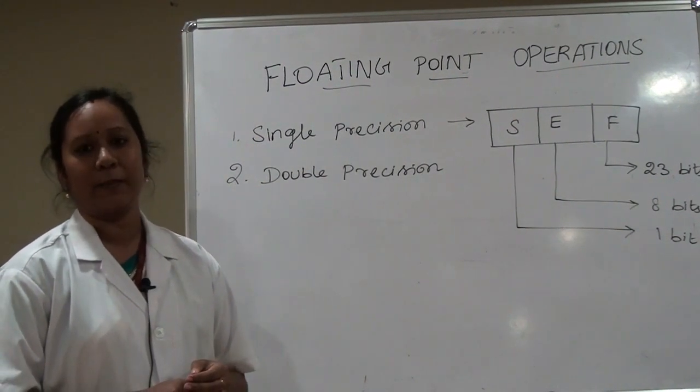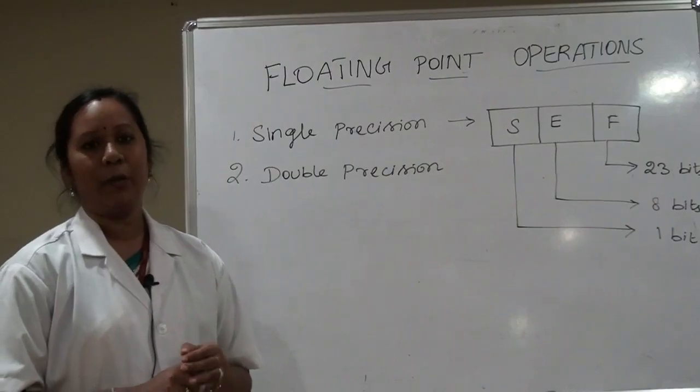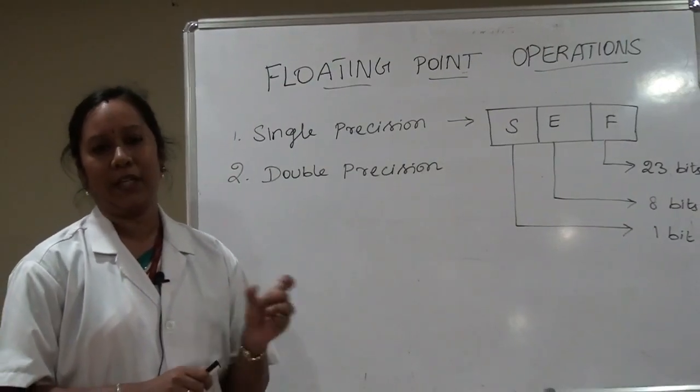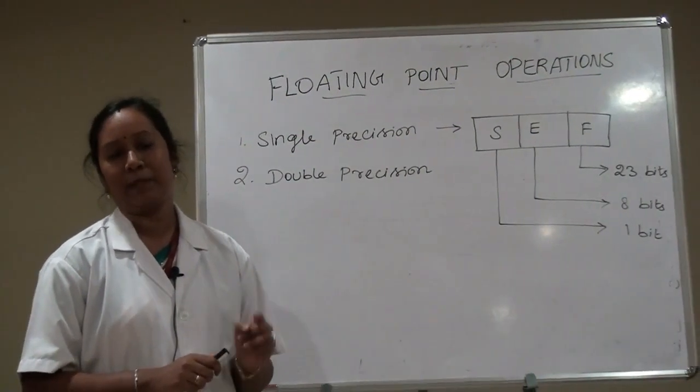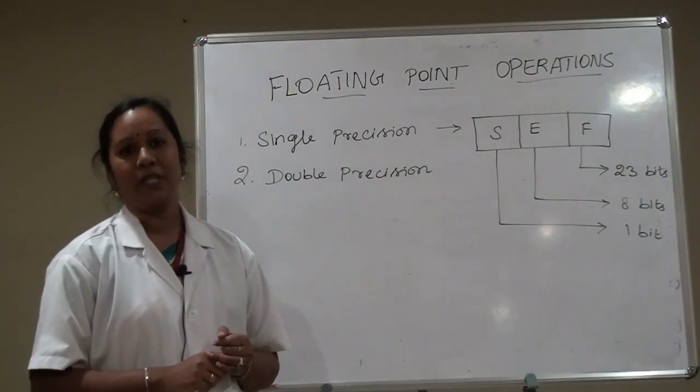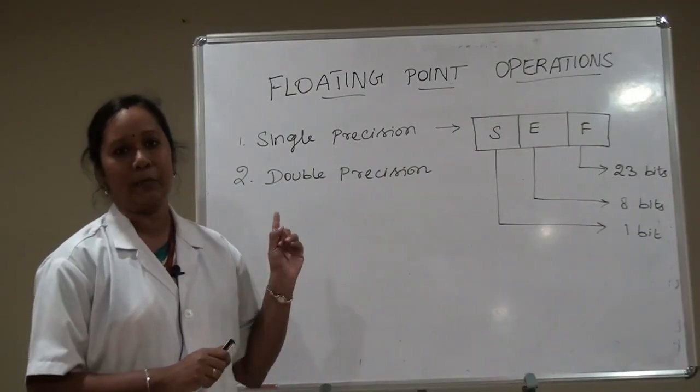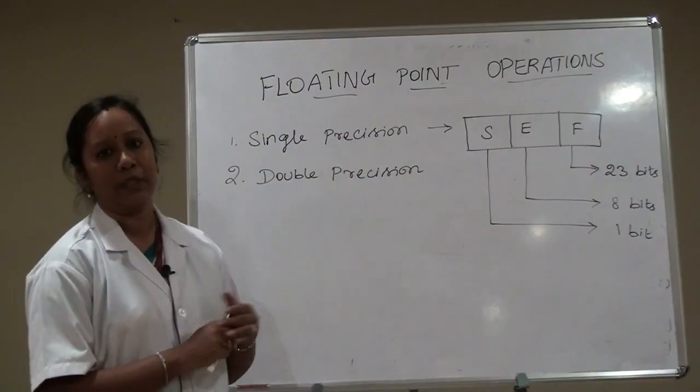Today we are going to discuss floating point operation. Floating point operation is nothing but a number which is represented with a decimal point in between. It is represented in two types: one is single precision format and another one is double precision format.